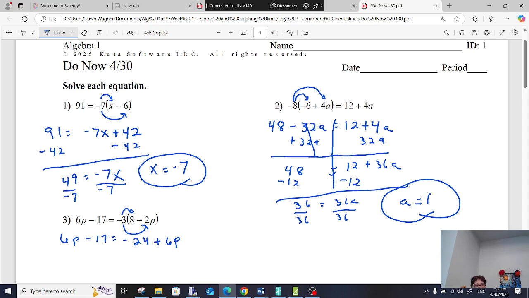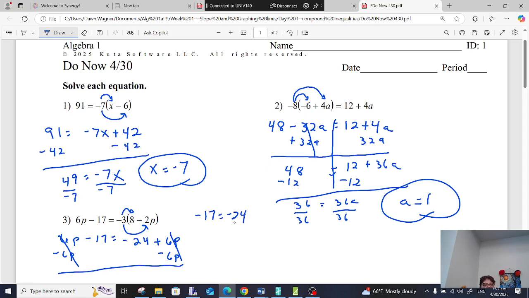Negative times negative is positive. So now I'm going to deal with the variables first. I subtract 6p on both sides. Oh no! What happens to the variables? They crossed out, they fell out. And I get -17 is equal to -24.